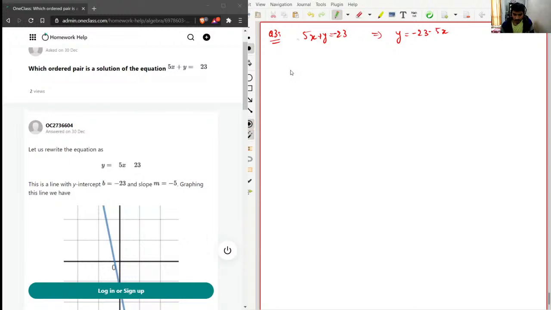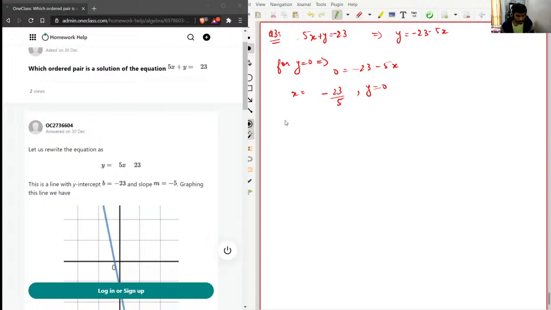Now I'll put the value of y equal to 0. 0 equals minus 23 minus 5x. Then this will go here, it will become plus 23. So x will be minus 23 over 5 and y will be 0. These are one set of coordinates.